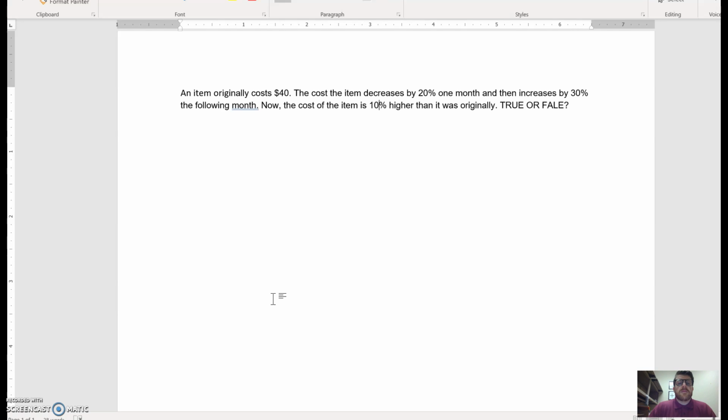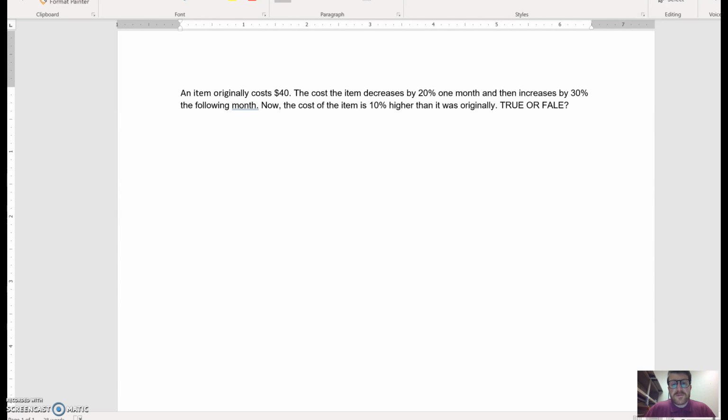Now, many people would make the mistake of thinking that the cost in the end is 10% higher than it originally was. But they're ignoring the fact of the baseline with percentages and how that baseline can change. So let me run you through an example here. It's different than the one in your homework, but it's got the same concepts.